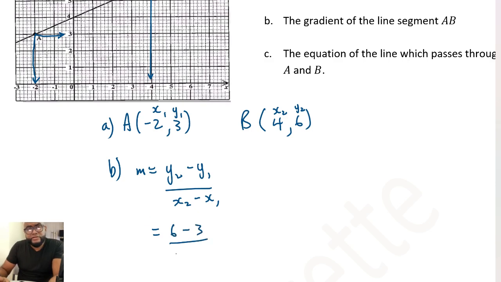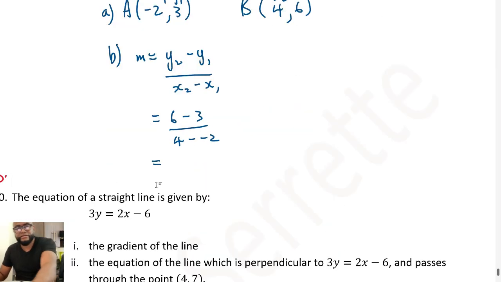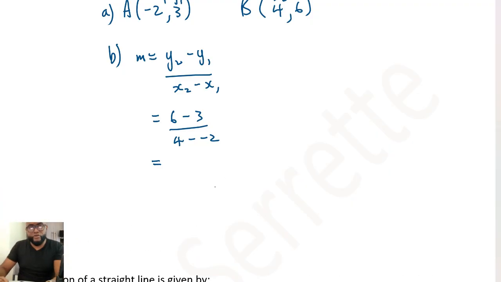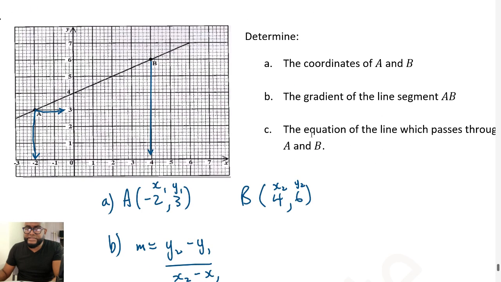6 minus 3 over 4 add 2. 4 minus -2. We go put the add after, right? 6 minus 3 will be 3 over 6, which is a half, right? That's our M.